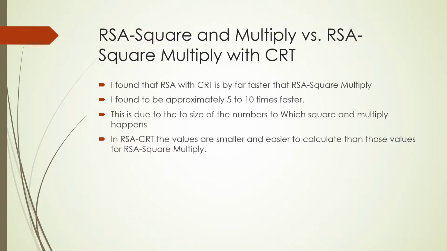In my findings, I found that RSA with the Chinese remainder theorem is by far faster than RSA square multiply, approximately 5 to 10 times faster, and this is due to the size of the numbers on which the square multiply happens. The larger the numbers, the longer it takes to compute these values. But with the Chinese remainder theorem, because these values are simplified and then combined together to produce the message, the simpler the numbers are to calculate, the faster the calculation is, and therefore the less time it takes.